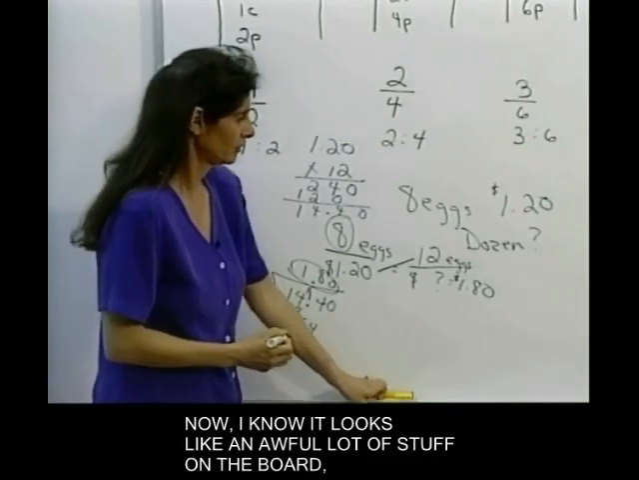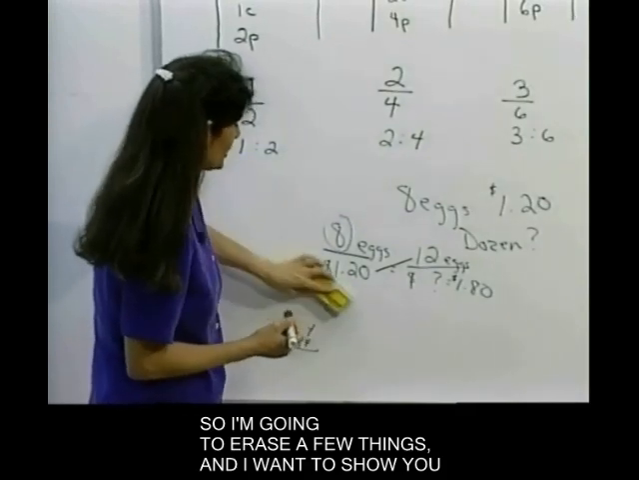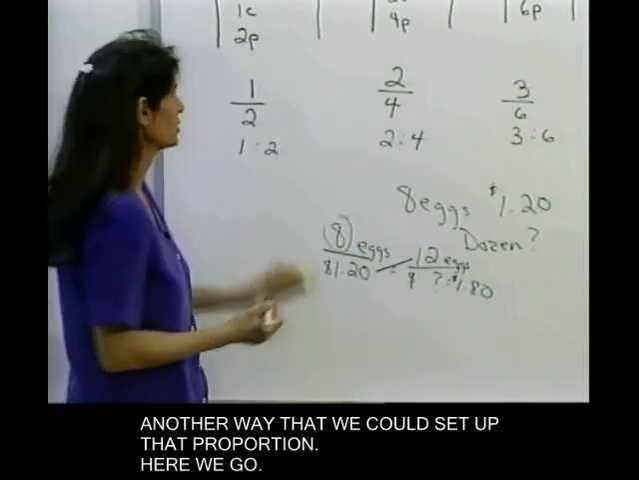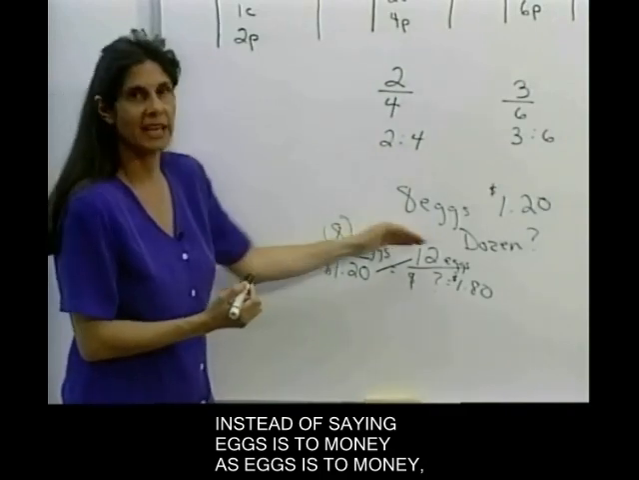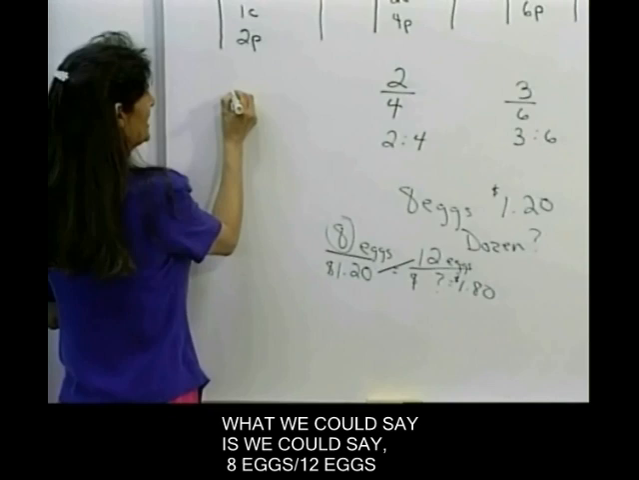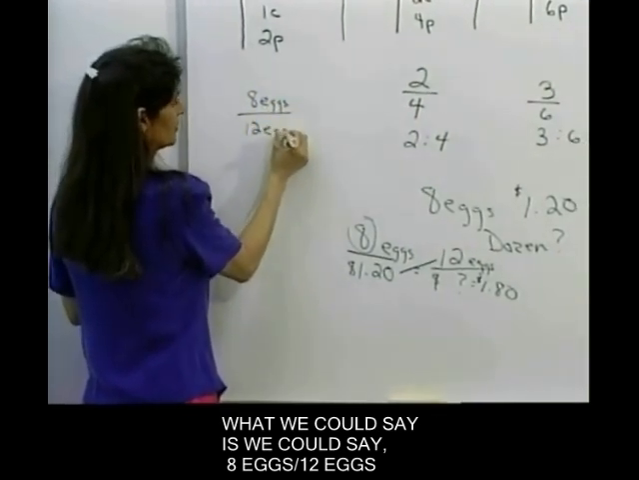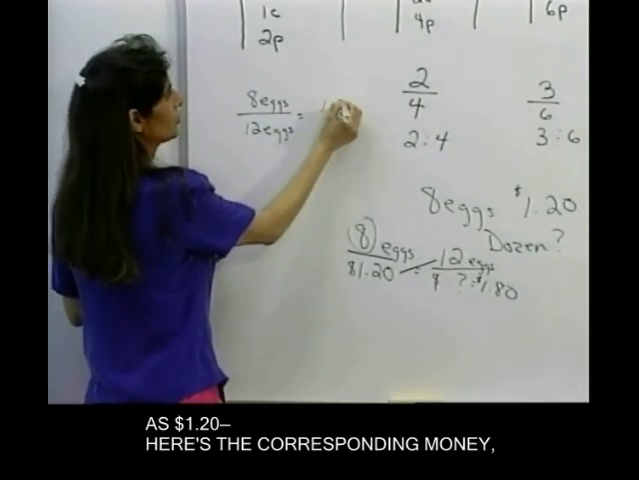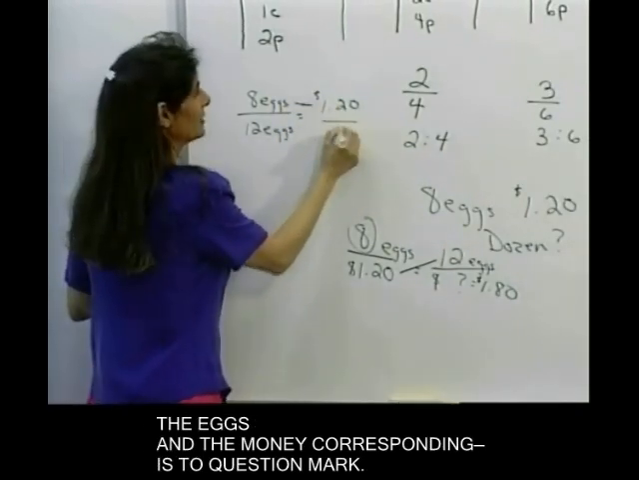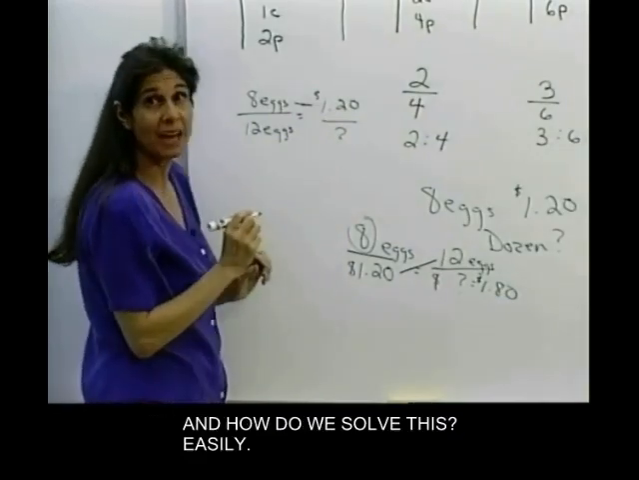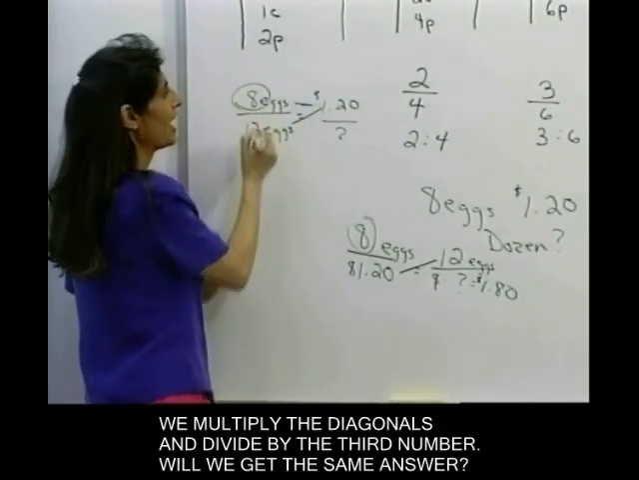Now, I know it looks like an awful lot of stuff on the board, so I'm going to erase a few things. And I want to show you another way that we could set up that proportion. Here we go. Instead of saying eggs is to money as eggs is to money, we could say 8 eggs is to 12 eggs as $1.20, the corresponding money, is to question mark. And how do we solve this? Easily. We multiply the diagonals and divide by the third number.